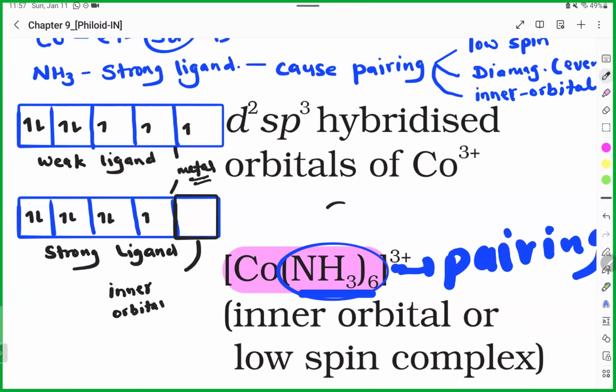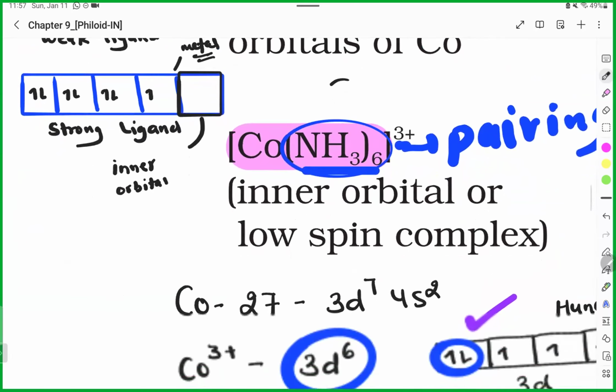But it is not diamagnetic. Why? All electrons are not paired. Understood? Now come to this specific compound.